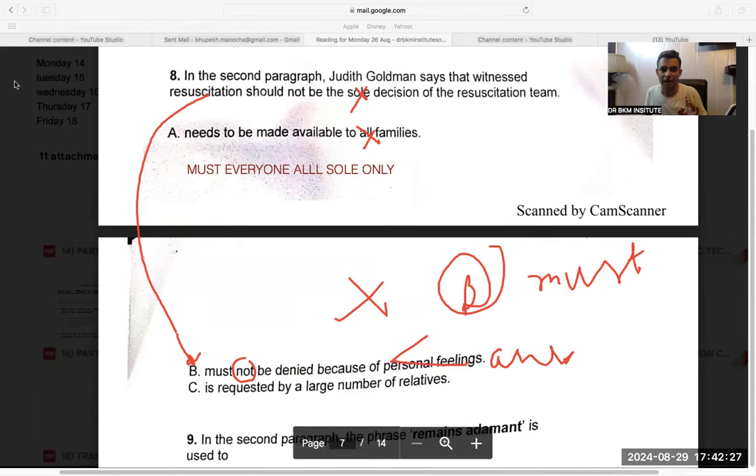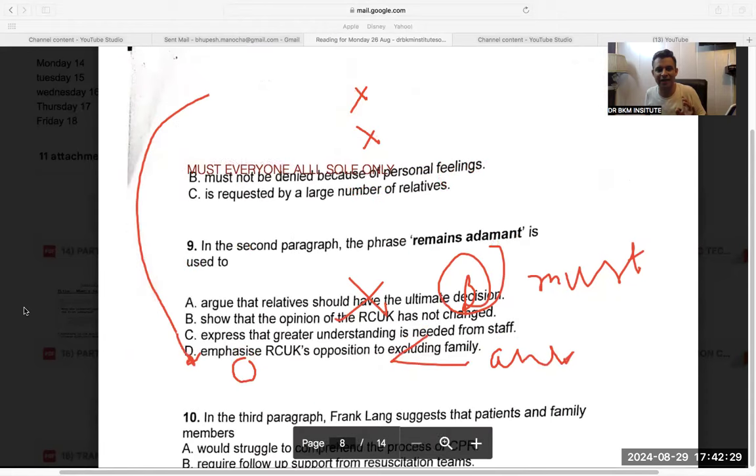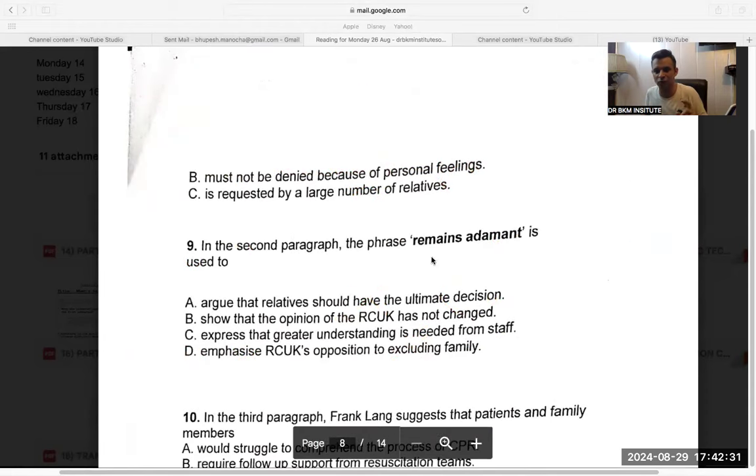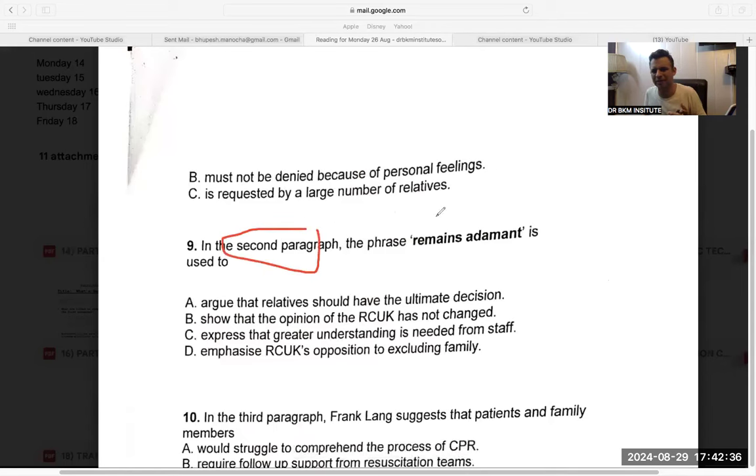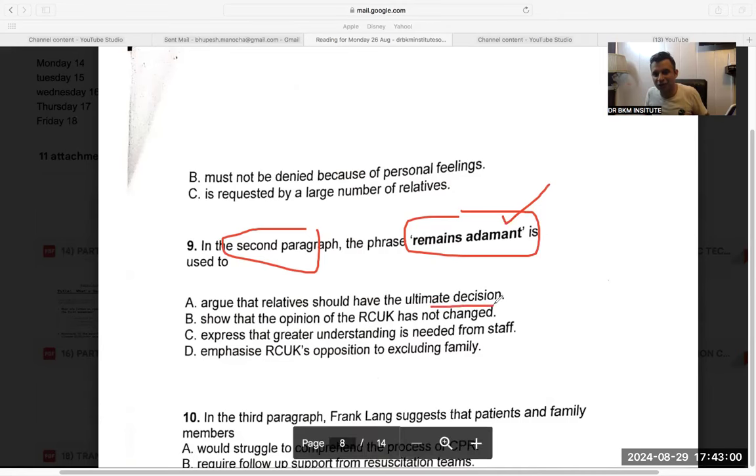So that is how. Again, by chance, I'm doing the 9th question as well. You asked me for these two questions, but I'm doing the 9th because the second paragraph involves it. Remains adamant means, again, sir, I don't know the meaning of adamant. How would I do it? You know the meaning of remains now. Remains means same. His decision remains, most of the time I will say, same. So adamant also means same, that they are sticking to their words. Argues that relatives should have the ultimate decision.